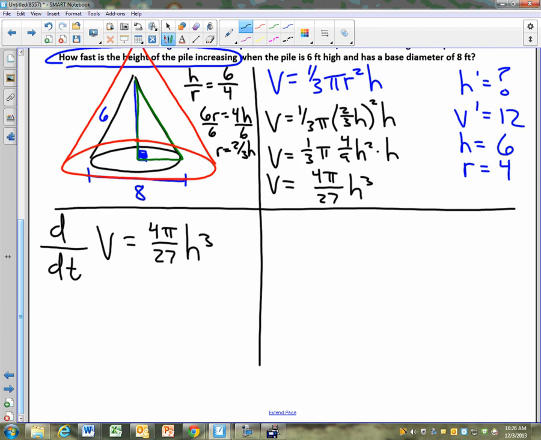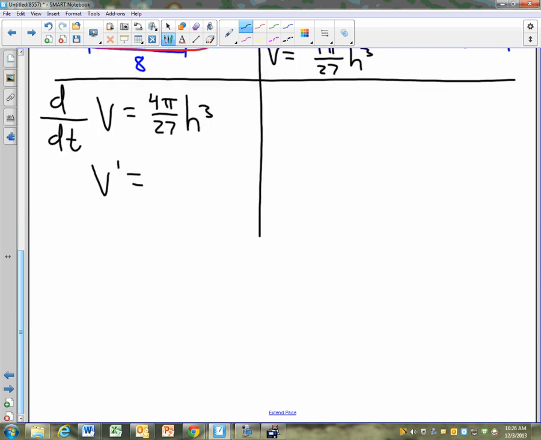V prime, or 1 times v prime, which is v prime, equals 12 pi over 27, which reduces to 4 pi over 9. H squared h prime, very good. That's my derivative.